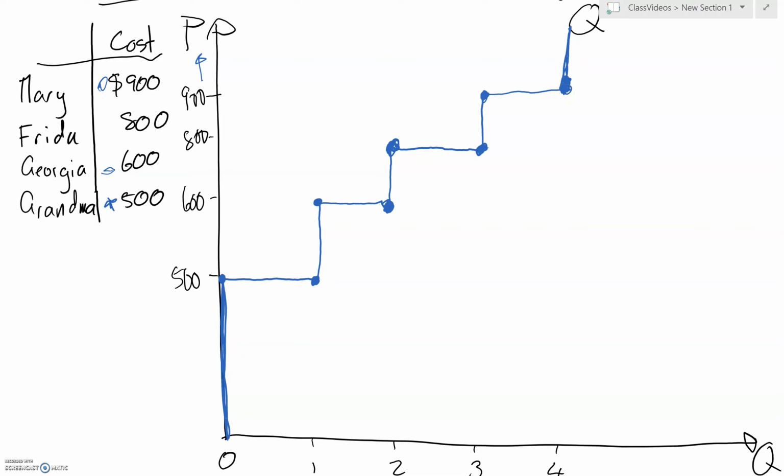So here's our supply curve for these 4 people, each wanting to sell 1 item.